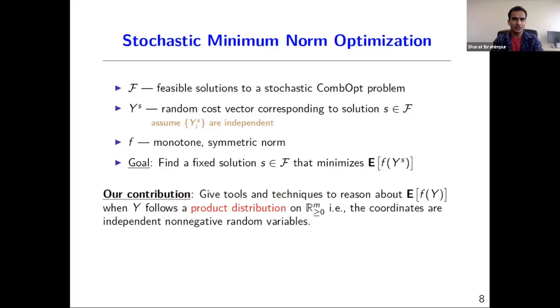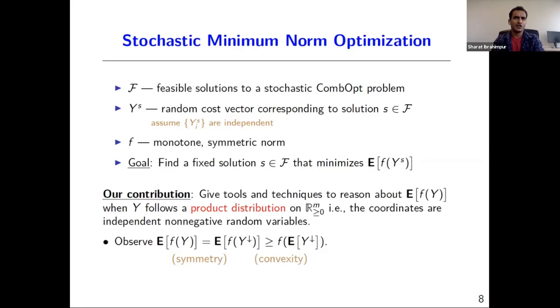Our contribution in this work is to develop tools and techniques to reason about the expected norm of a random vector whose coordinates are independent random variables. For convenience, we shall refer to such a random vector as a product distribution. Observe that we can lower bound the expected norm by the norm of the expected sorted vector. Note that before exchanging the expectation and the norm, we sorted the cost vector. Symmetry of F is used in the equality and convexity of norms is used in the inequality.